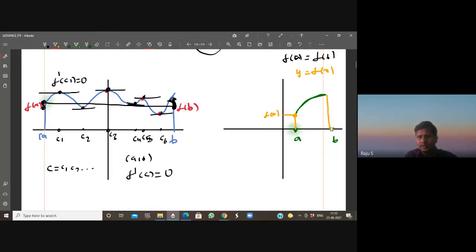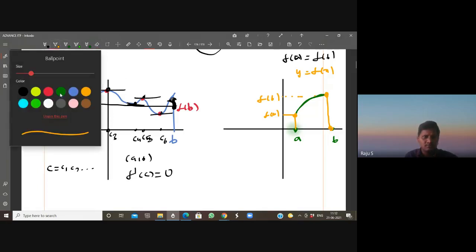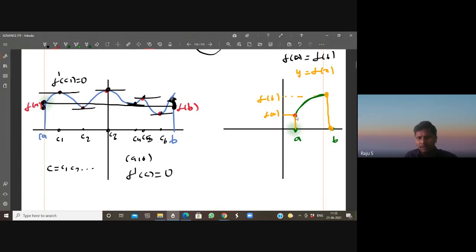Now this is a point B. If you draw the perpendicular here, this point is B, x value is b, then what is the y value? The y value must be f of b. So finally, the points we are going to get here are a comma f of a and b comma f of b. That's all. See, here f of a is not equal to f of b.